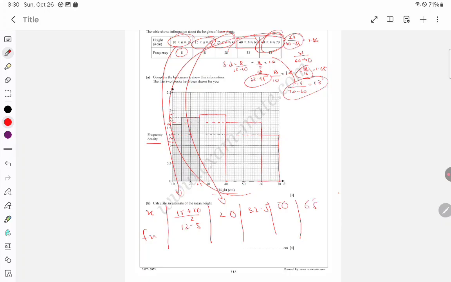12.5 multiplied by the frequency 8 gives 100. 20 multiplied by the frequency 18 gives 360. The frequency 28 multiplied by 32.5 gives 910. And when you multiply 33 with 50, it will give you 1650. And when you multiply the 13 with the 65, it will give you 845.